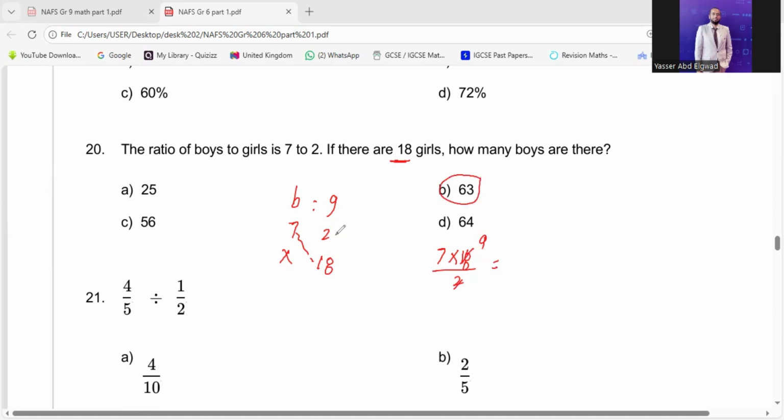63. Or I have another way. If 2 becomes 18, we multiply by 9. Here we multiply 7 by 9 to get 63. The next one: how to divide fractions.